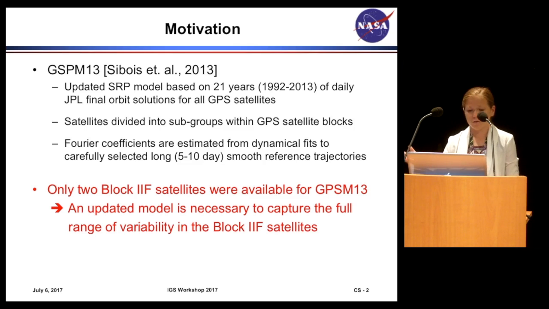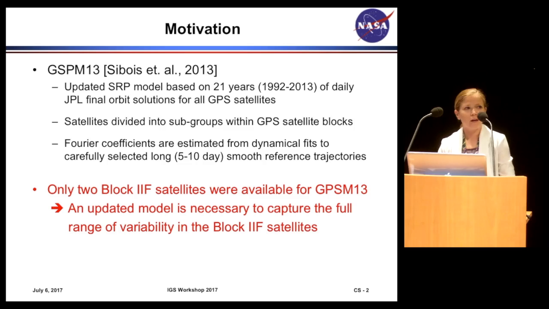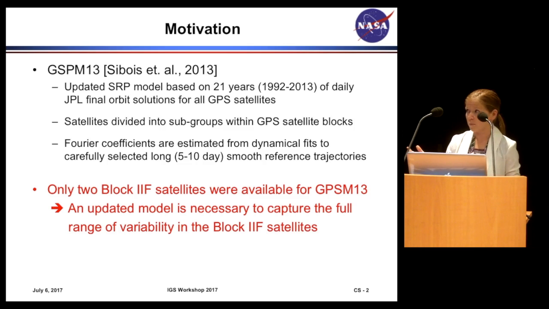Because these Fourier coefficients are estimated from dynamical fits to long reference trajectories, when this model was developed in 2013, we only had sufficient data from two GPS satellites, GPS 62 and 63. Now that we have the full suite of the Block 2F satellites, there are 12 of them, it's necessary to update the model to separate it into subgroups, as well as to take into account the increased data strength that we have now.